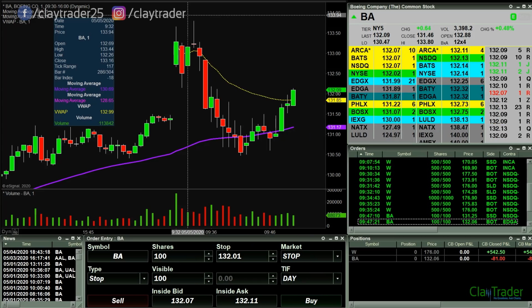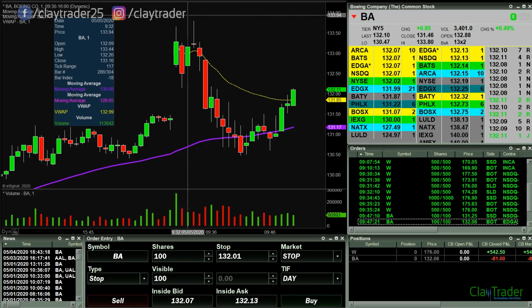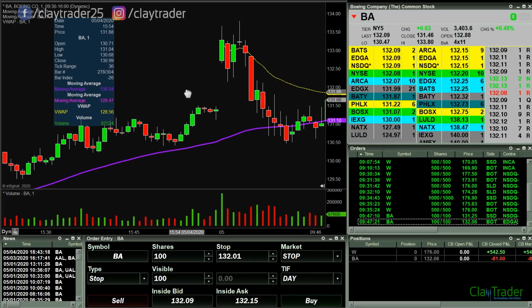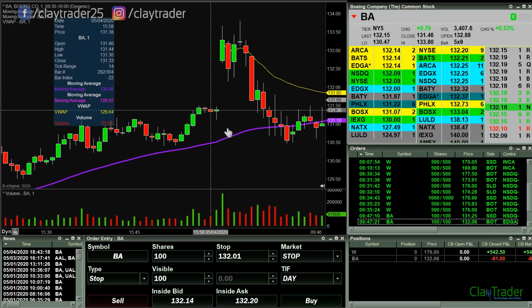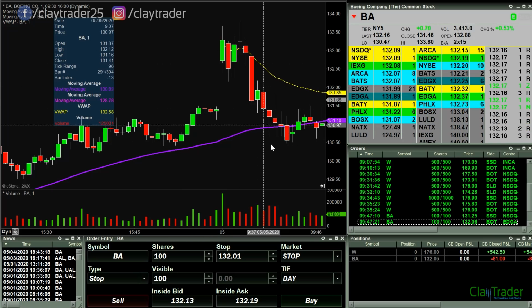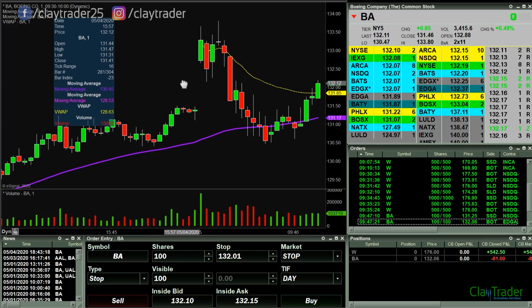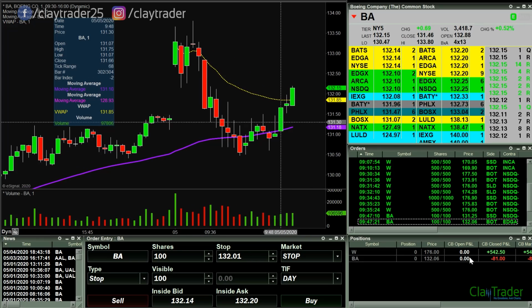And it is what it is. Was willing to risk it. And that was right here at that point. I was feeling great about it. That's a great candle. That's a great formation here. But it just decided to keep on moving up. So I had to take my loss and move on.